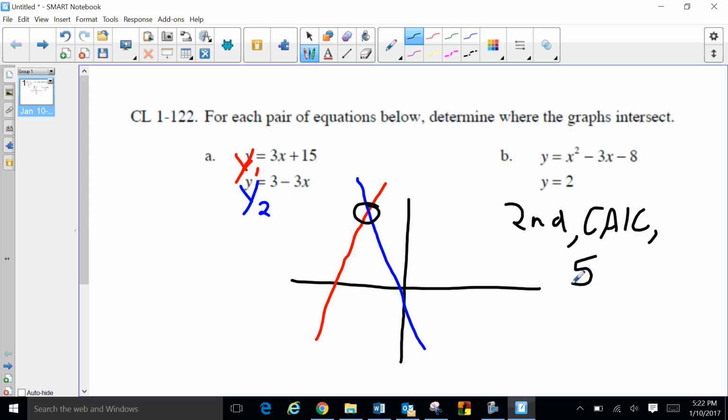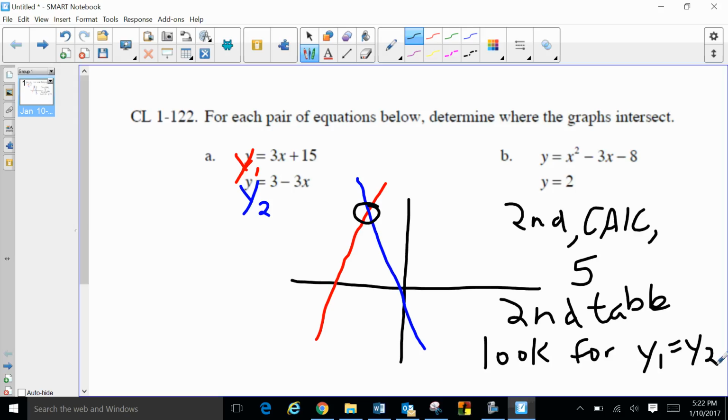There's another way you can do it, which is second table. If you press second table on your calculator, you will get the list of the values. And what you're looking for is the place that y1 equals y2.